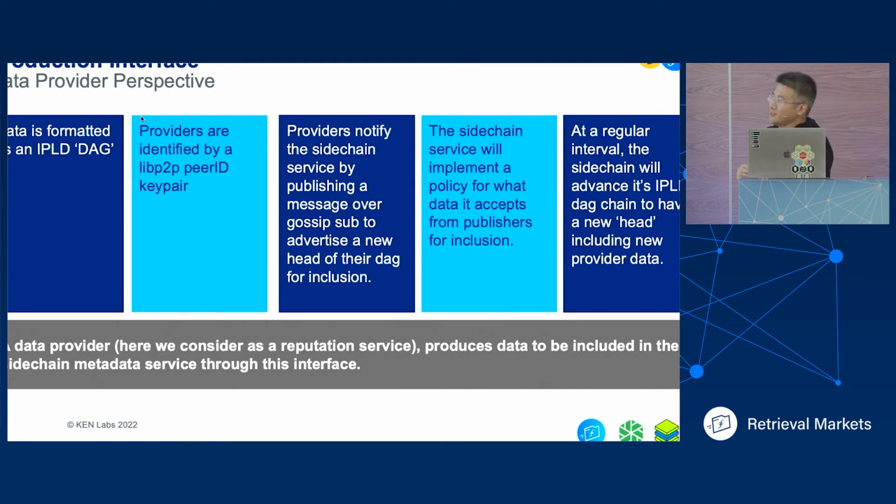Okay, I want to quickly go through the interfaces Pando currently provides. The first one is the production interface. That means how data providers can upload data to Pando. First, data is formatted as an IPLD DAG. And the providers are identified by a libp2p PID. And the providers notify the sidechain service, that means notify Pando by publishing a message over gossip sub and advertising the new head of their DAG. And Pando will implement a policy for what data it accepts. For example, we have a rate limiter. And the last part is the regular interval snapshots. It will build an IPLD DAG chain to have a new head to include the new provider data.